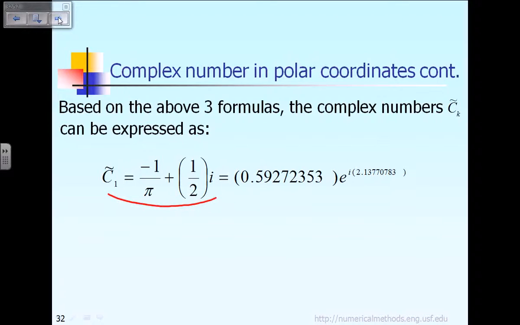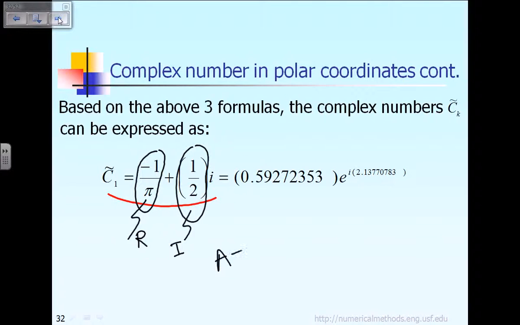So as you can see, that value of the complex number C tilde 1 we already calculated earlier. The first part gives you the value of the real part corresponding to the complex number. The second part, which is this term right here, 1/2, gives you the imaginary part. So based on that, we can easily express the same complex number in polar coordinate. How? Well, by computing the amplitude A.